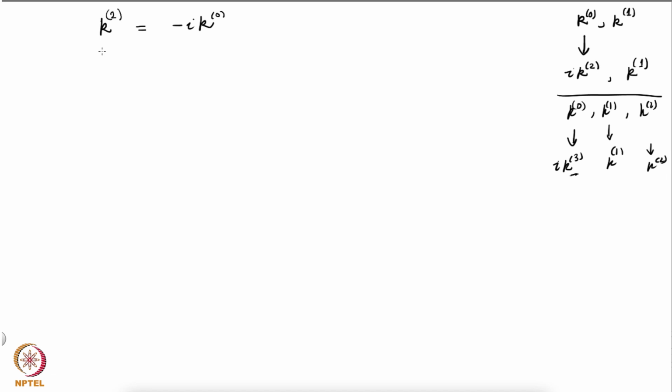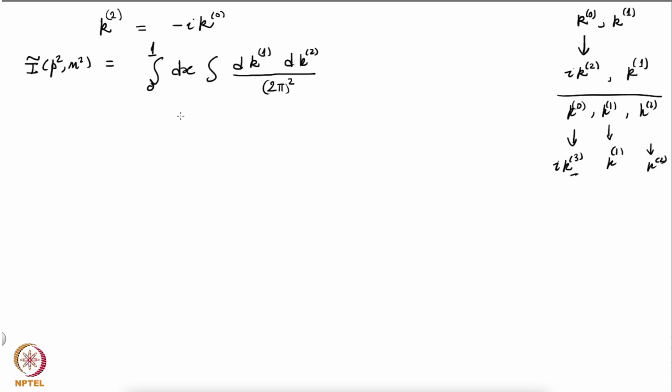I have defined this, and with this definition the integral becomes an integral over the Feynman parameter x, dk1 and then dk2. The dk0 has become dk2, over (2 pi) squared, and then you have 1 over k1 square plus k2 square plus x(1 minus x) P square, where capital P square is positive, plus m square, minus i epsilon, all squared.